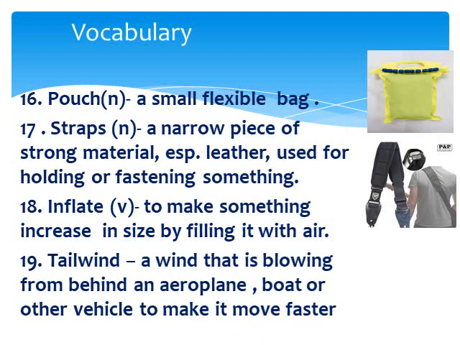Number 19, tailwind. It means a wind that is blowing from behind an aeroplane, boat or other vehicle to make it move faster. So tailwind is a wind that is blowing in the same direction as the aeroplane or any other vehicle moves, and it makes the vehicle move faster as their direction is the same.